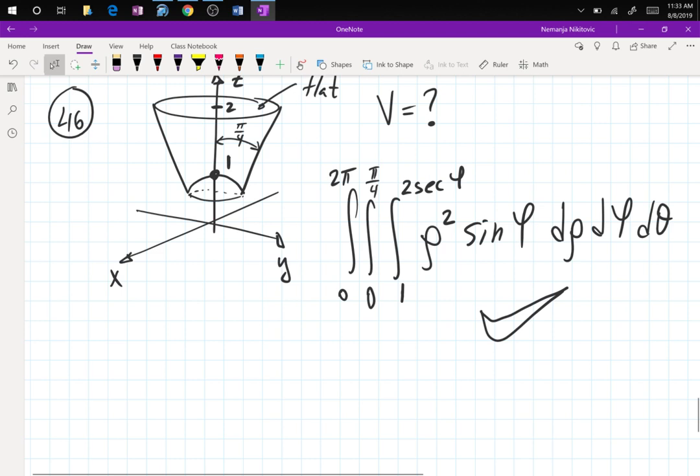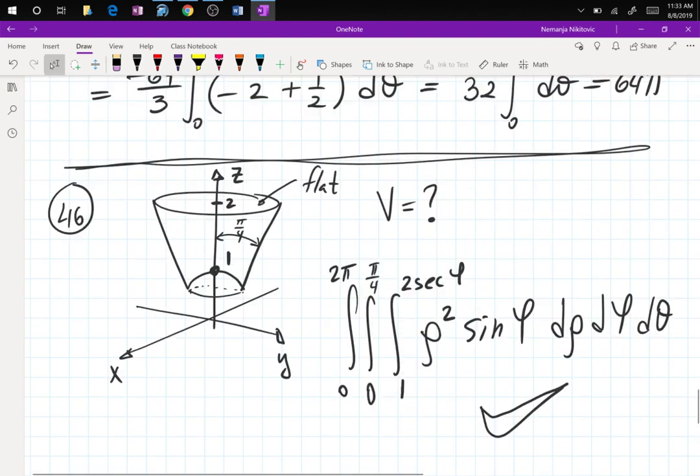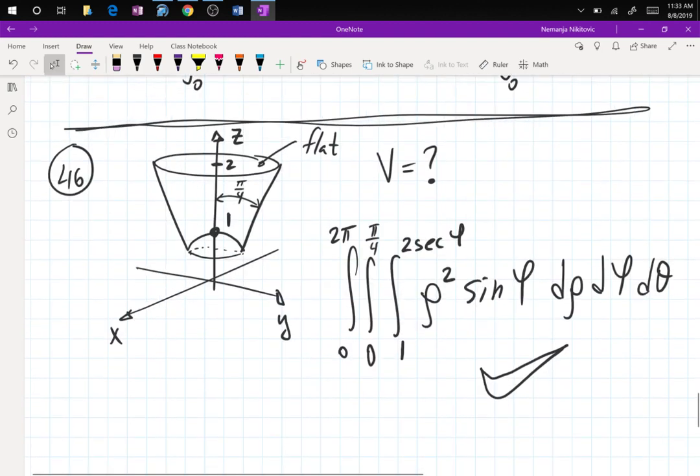Obviously, your quizzes are going. So okay, this is it for spherical. After the break, we go with the next section, which is center of mass. So that's the next one.